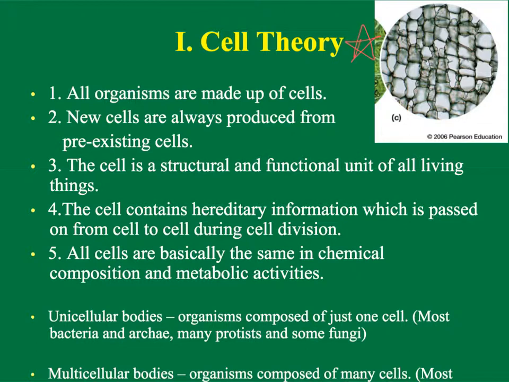So when we will be talking about protists, we will talk a little bit about some organisms that are unicellular, but for the most part in this class, we'll be dealing with multicellular organisms. Organisms that are composed of more than one cell. So most seaweeds, fungi, plants, and animals are all multicellular.